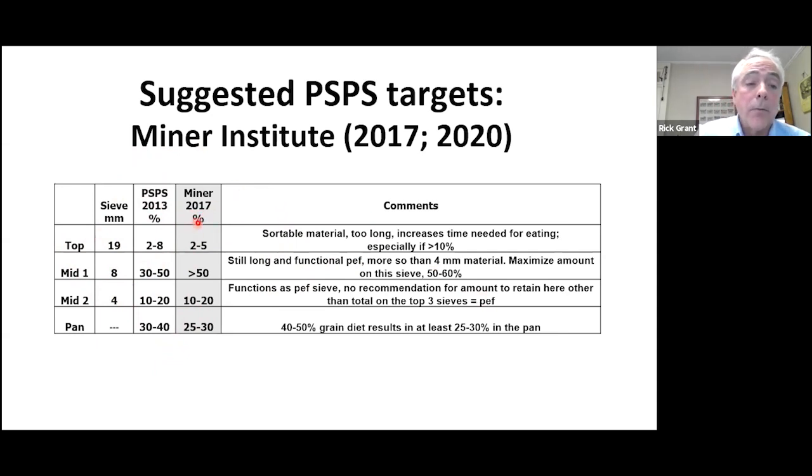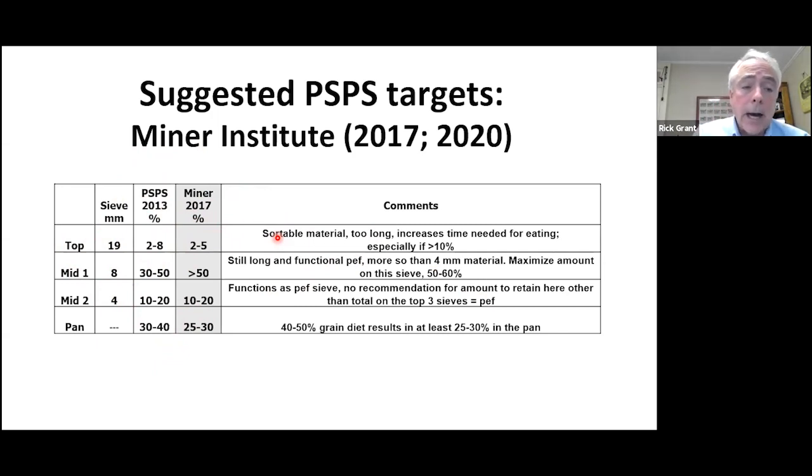And then here's what we've been recommending. They're very similar. We've just tweaked them based on some of this information I just shared with you relative to the importance, I think, to the cow of getting her work done within 3 to 5 hours at the bunk, and then lying down, hopefully 12 to 14 hours a day.